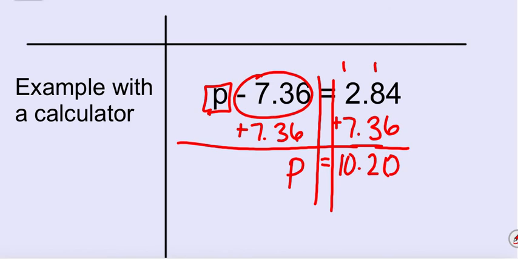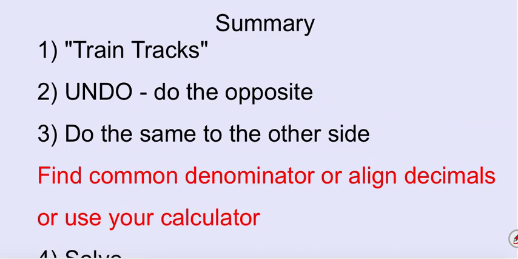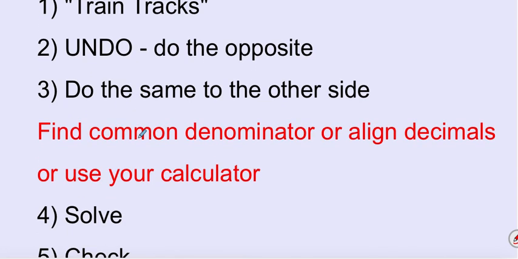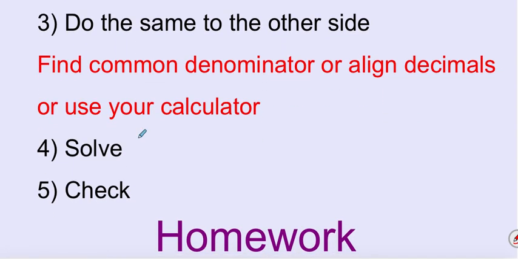This is how you are going to do one-step equations with rational numbers. Remember to do your train tracks. Then step 2, do the opposite. You're going to undo what has happened using inverse operations. Step 3, you need to do the same thing to the other side, keeping it balanced. Remember, you need common denominators and to align the decimals when you are doing it with paper. And if you're using a calculator, that's fine. Go ahead and solve your work after that. Go back and complete the check. The check is a very simple way to make sure that you got the problem correct. Good luck.